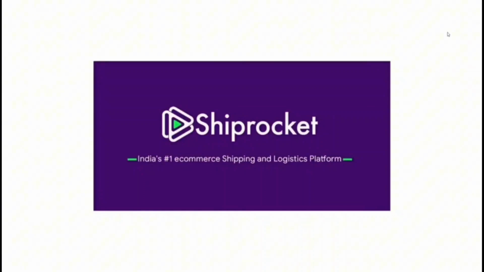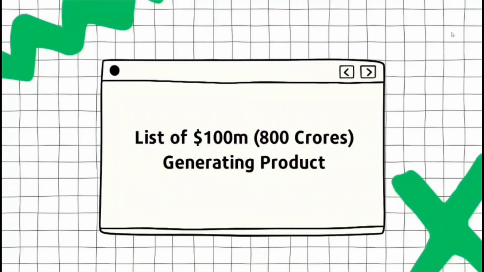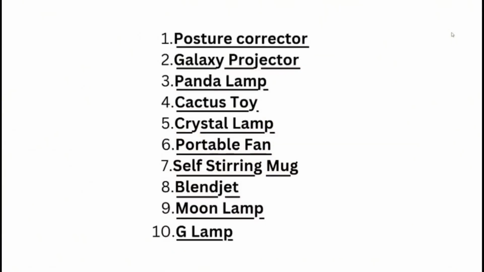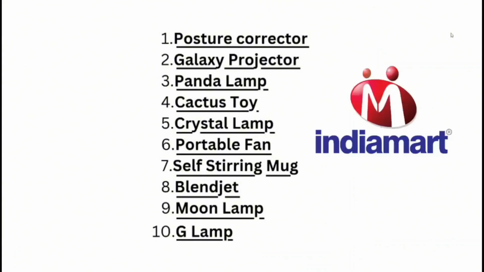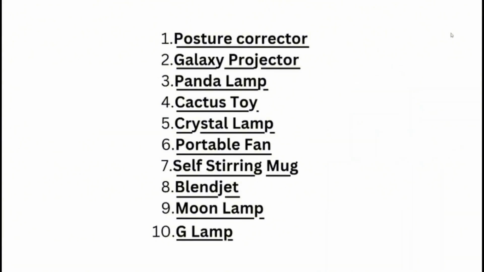So guys, here's a list of products that have generated up to $100 million in revenue. These 10 products are right in front of you and you can definitely keep them on your stores. They are very high selling products and there are many varieties available which you'll find on India Mart. I recommend that you understand everything in detail.